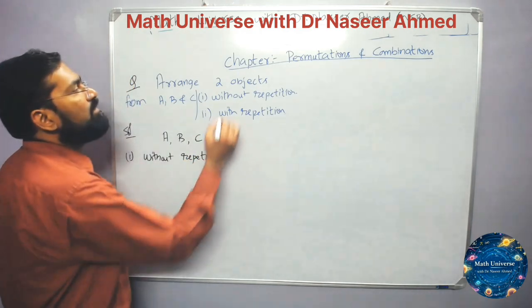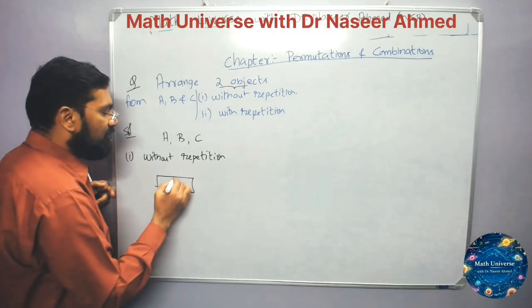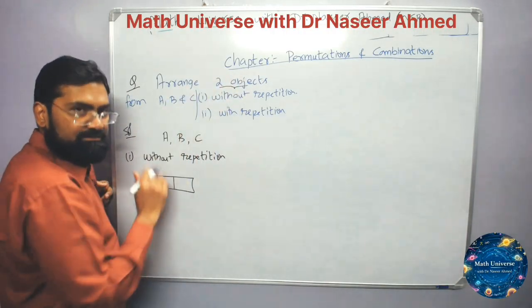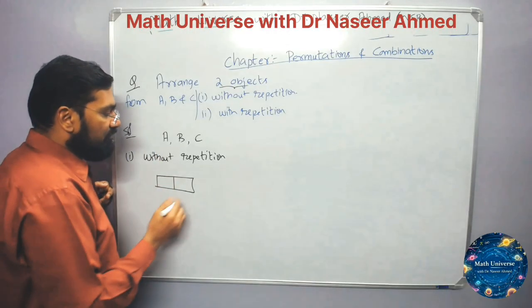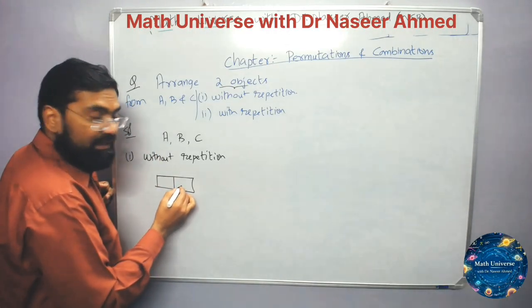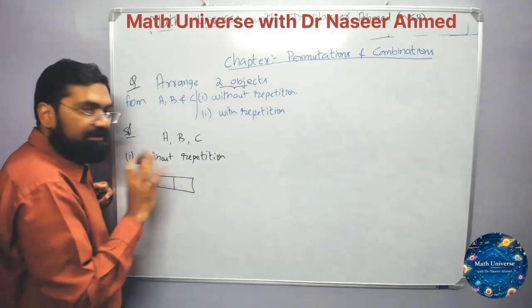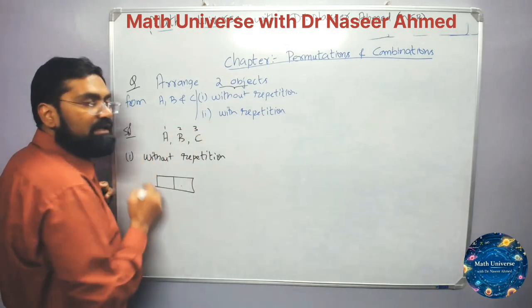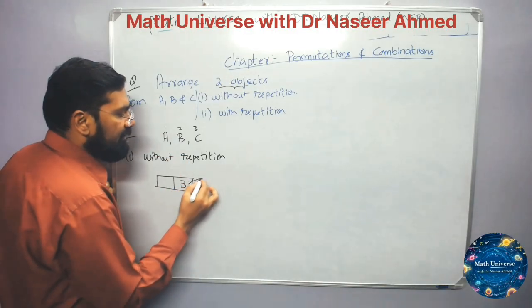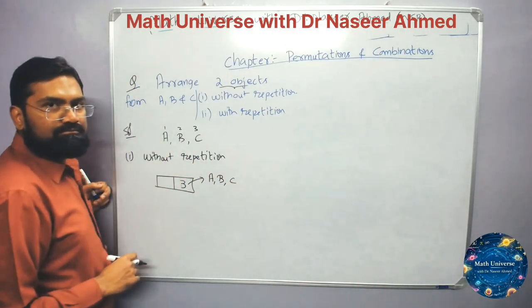Now since I want to arrange two objects, how many boxes will I take? Two boxes I will take. The number of boxes depends on how many objects we have been asked to arrange. Whatever number I write here stands for the number of objects that can fit in. So how many objects do we have? 1, 2, 3. Any one of the three objects. So this 3 stands for either A or B or C, any one.